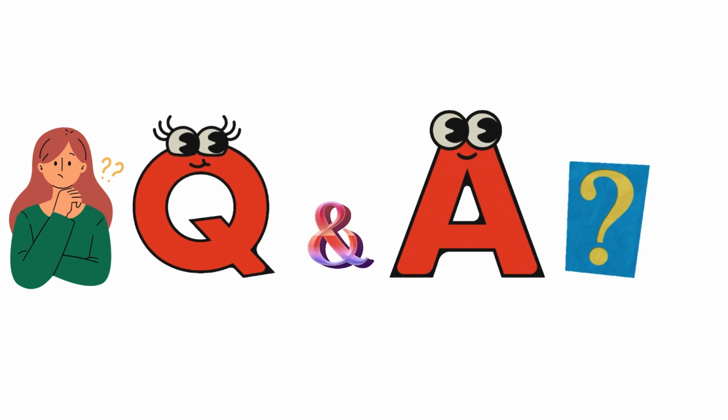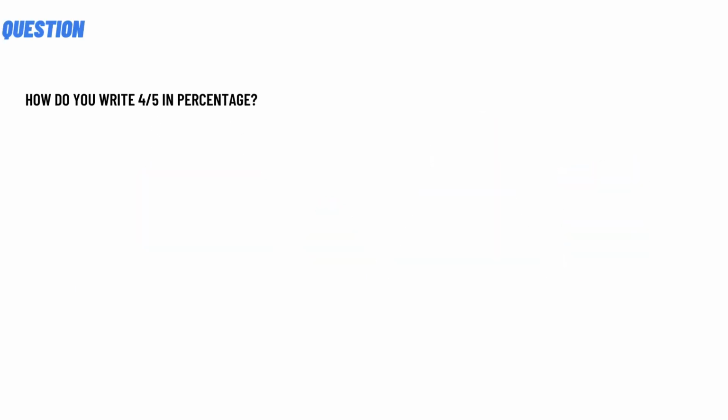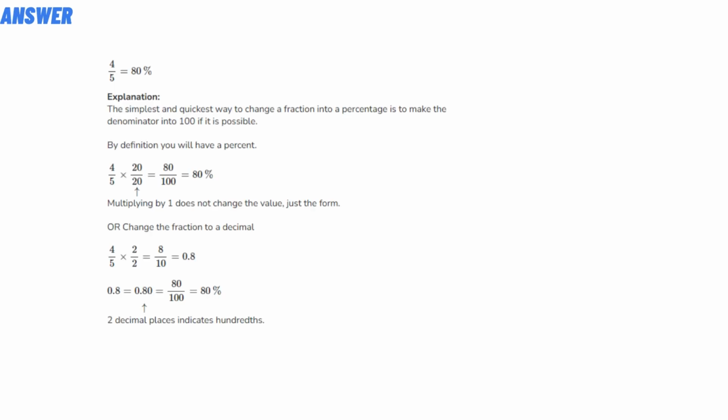So our today's question is, how do you write 4 divided by 5 as a percentage? The correct answer to the question is: 4 divided by 5 is equal to 80%.